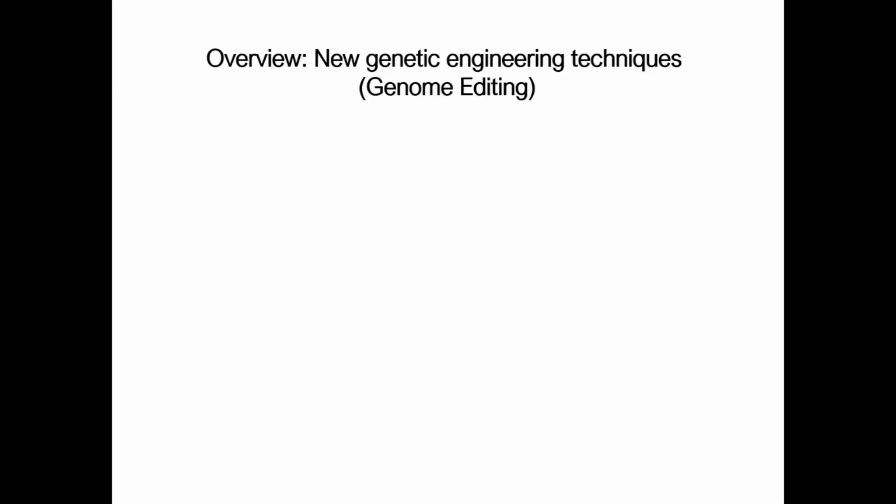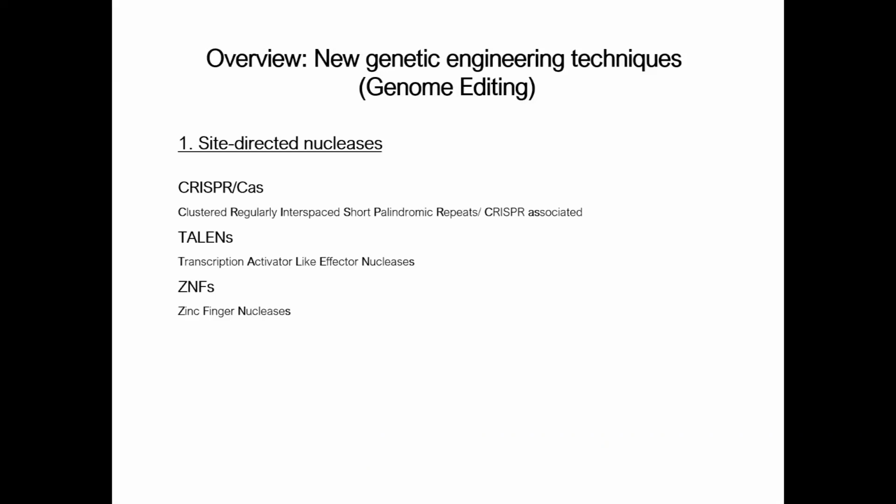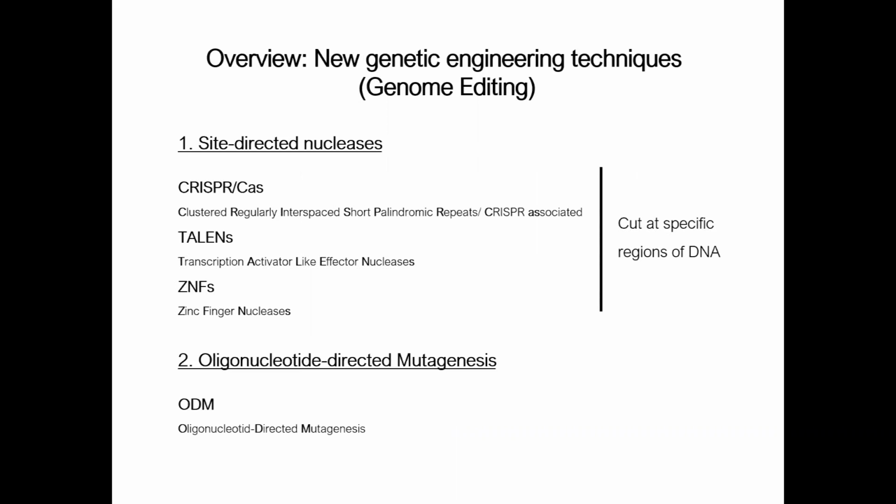Here's an overview of what the new genetic engineering techniques or genome editing actually are. These are the site-directed nucleases such as CRISPR-Cas, the TALENs, or the zinc fingers. These technologies are able to cut at specific regions of DNA, therefore they are also called gene scissors. Oligonucleotide-directed mutagenesis, which is abbreviated as ODM, is also a new genetic engineering method.